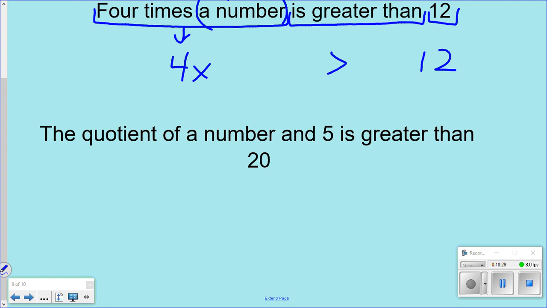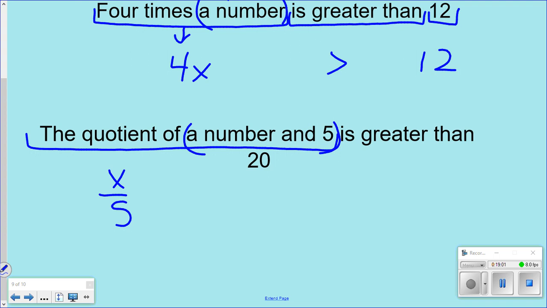Okay? So what about this one? The quotient of a number and 5 is greater than 20. What does quotient mean? Dividing, you're right. So the quotient of a number and 5, and usually when you have division involved, they want it in the order that it's given. So a number and 5. They always give it in the order that they wanted, especially when they talk about division. It said this first, a number and 5. It said it in order. When you are given division, it's always given in order. Is greater than 20.